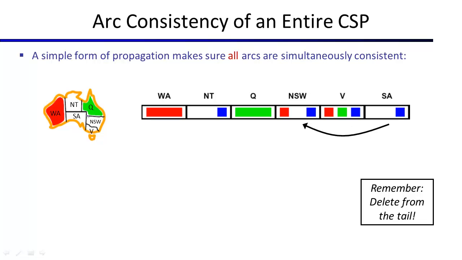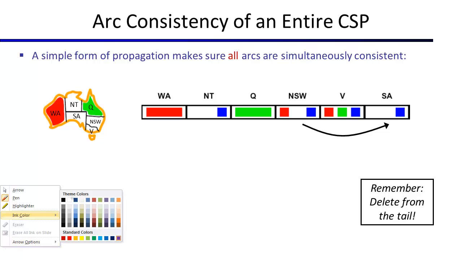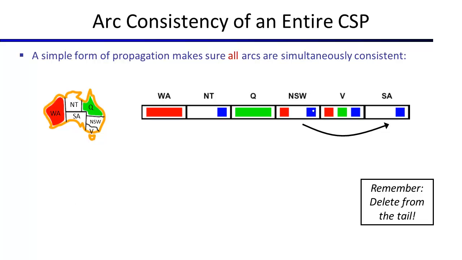We can go to another arc, like this one. Is this arc consistent? So we look at the tail. If I choose blue at the tail, am I guaranteed a disaster? No, so this arc is also consistent. If we look at this arc, however, which is the same variables, just in the other direction, I say, all right, if I choose red at NSW, I'm okay. But if I choose blue, I'm in trouble. So is it consistent? No, it's not. How do we make it consistent? We remove this from its domain. So deleting from the domain of the tail is how we go about making things consistent.